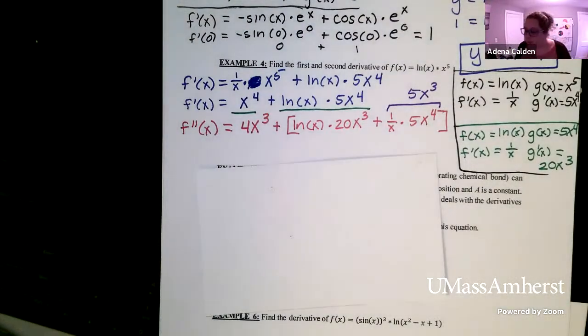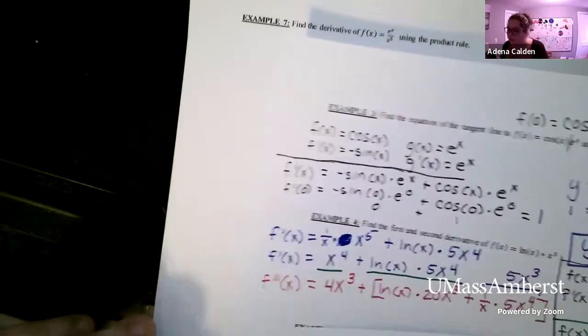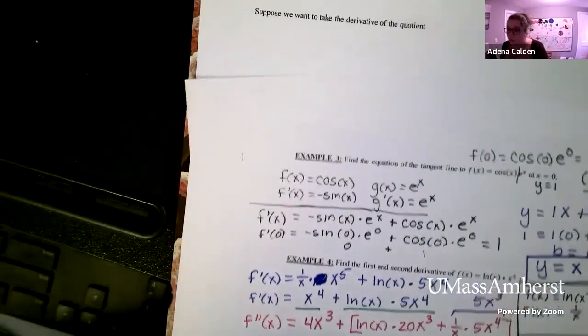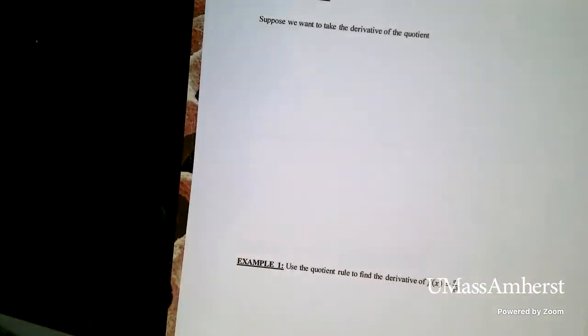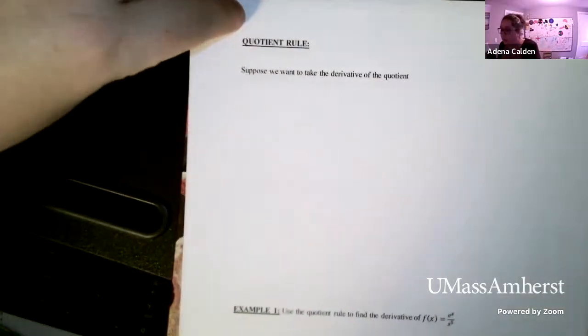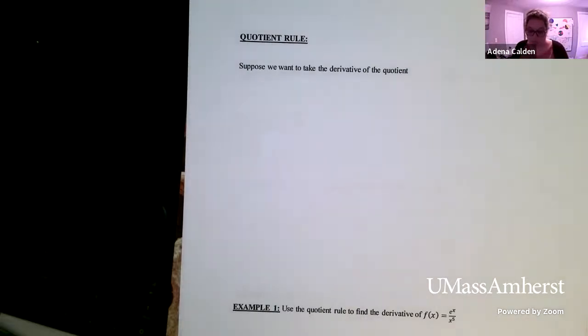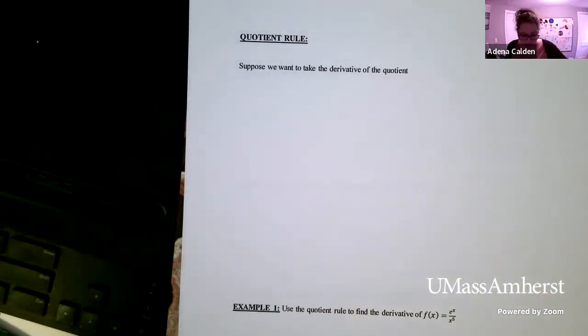Okay, so now we're going to switch gears and jump over to the quotient rule. Depending on time, we may come back to the product rule. But we want to make sure that we also know how to do the quotient rule. So what is a quotient rule, right? Like what is a quotient? So let's start with that.